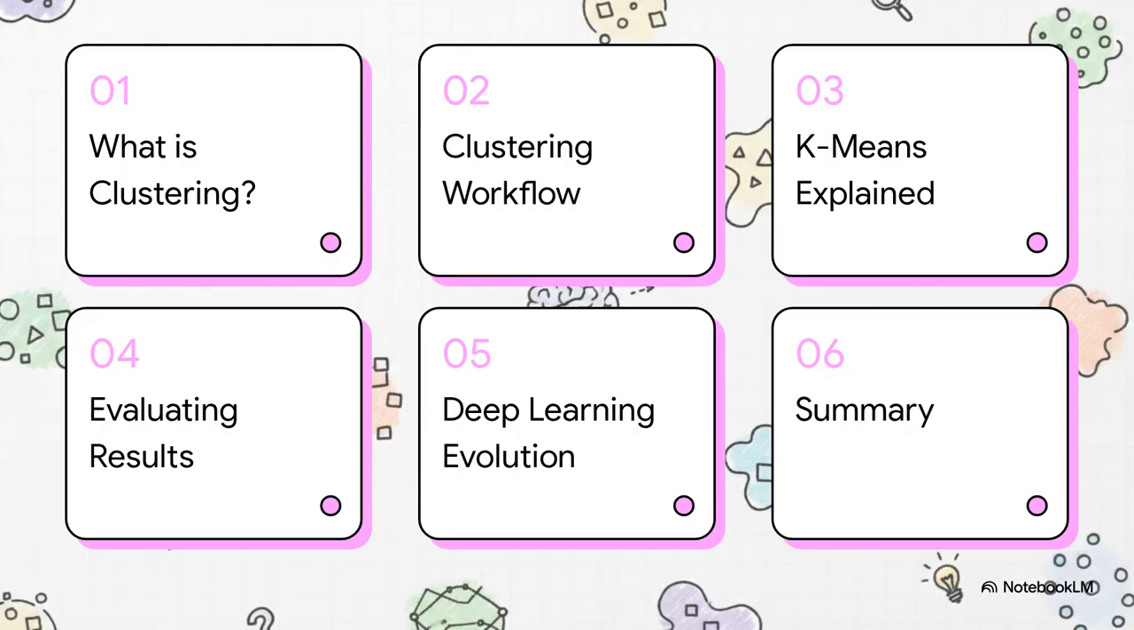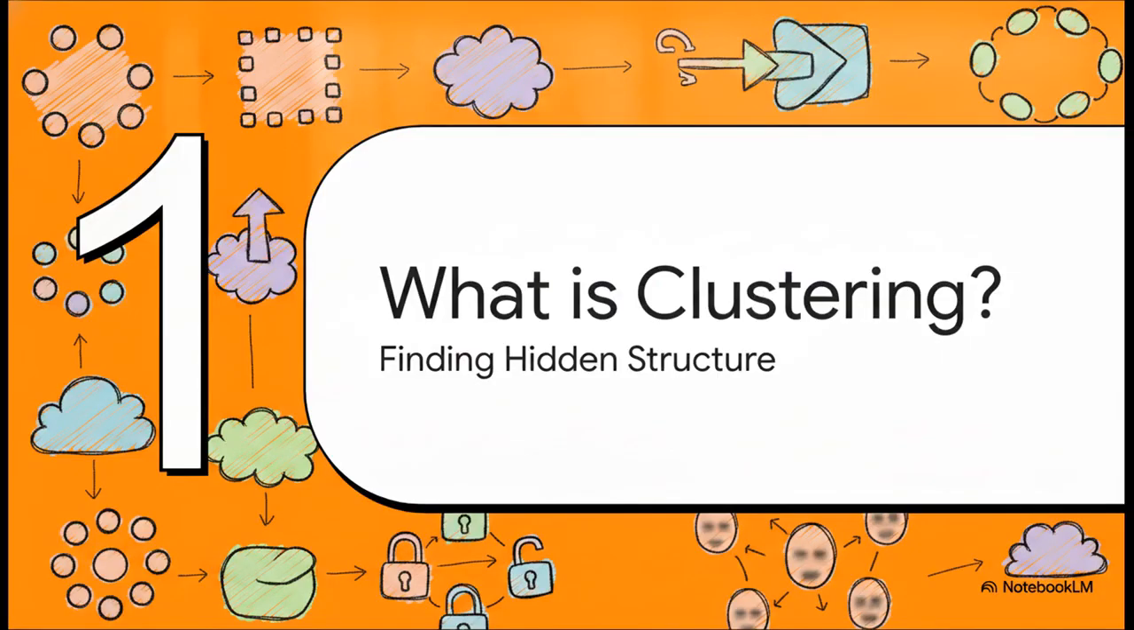Here is our roadmap for today. First, what is clustering? Second, the clustering workflow. Third, k-means explained. Fourth, evaluating results. And fifth, the deep learning evolution. Section 1. What is clustering? And finding the hidden structure.